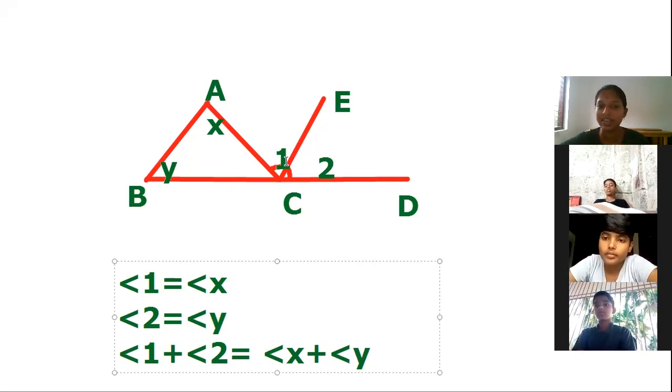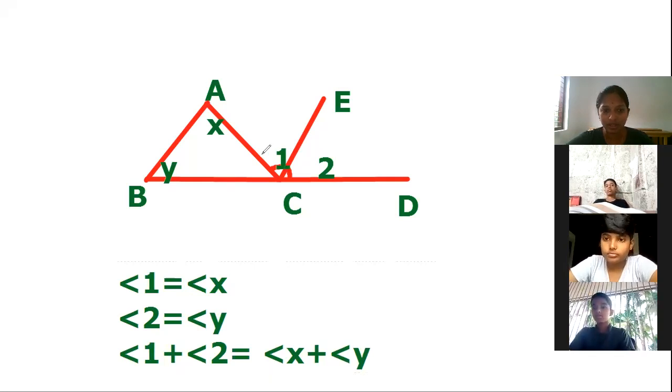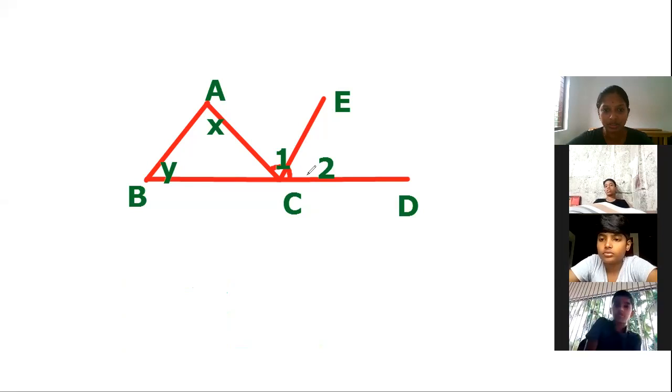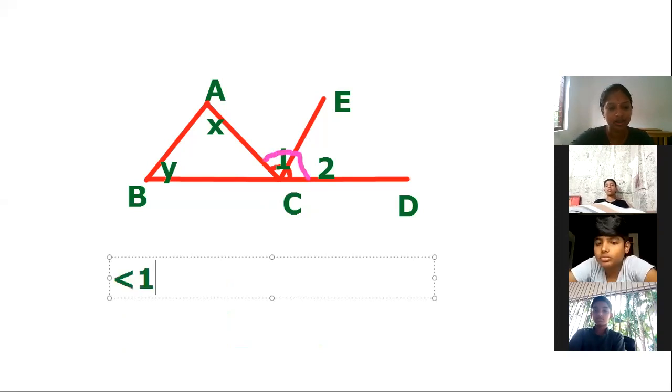Angle 1 plus angle 2 means the exterior angle at C. That is this angle. This is the exterior angle at C. This can be considered as the exterior angle at C. This whole angle is the sum of angle 1 and angle 2. That is angle 1 plus angle 2. We can write angle 1 plus angle 2.